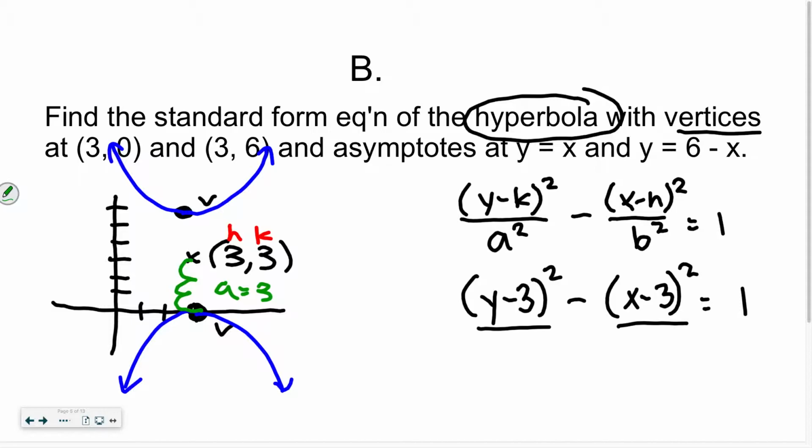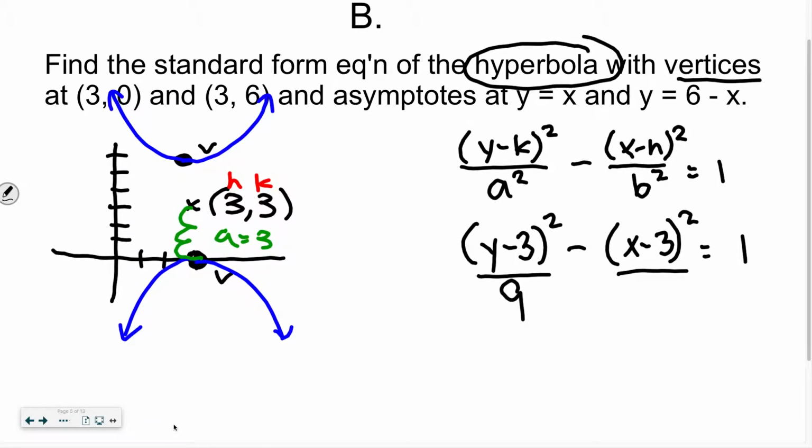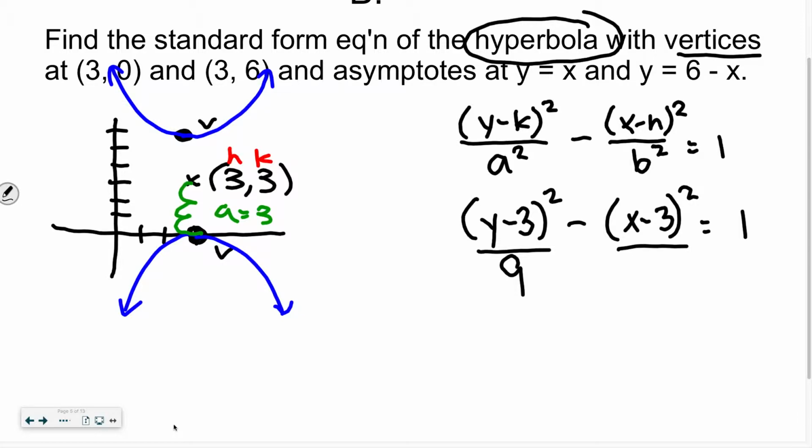Now, if that was a focus instead of vertices, then that would be c, right? So I have to pay attention to what information I'm given. Well, now I know a is 3, so that's going to be 3 squared below here, so that's going to be a 9. And the last thing I have to do is try to find b. But that information about vertices isn't really going to help me find b, right? I've kind of exhausted all the things I can do with the vertices.